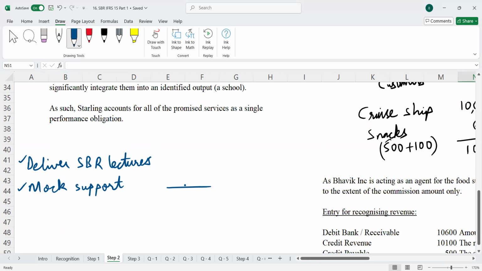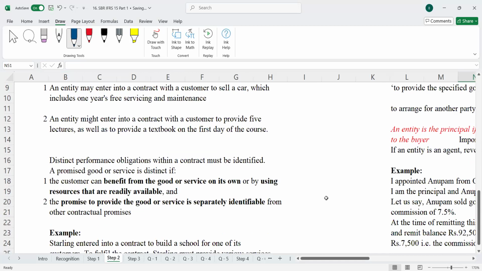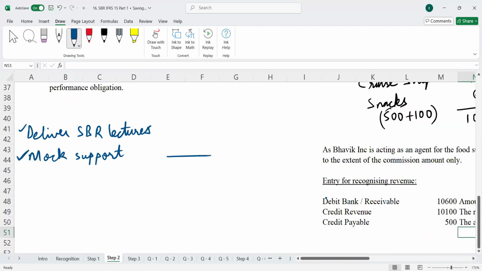Yes. Okay. Second, will you benefit directly from mock support services? Yes or no? Meaning to say, now what do I mean by benefit over here? What I have to see is whether the customer can benefit from the goods or services directly on its own or with the resources that are readily available. Can you benefit directly on your own from the SBR lectures that I'm providing because of this contract?